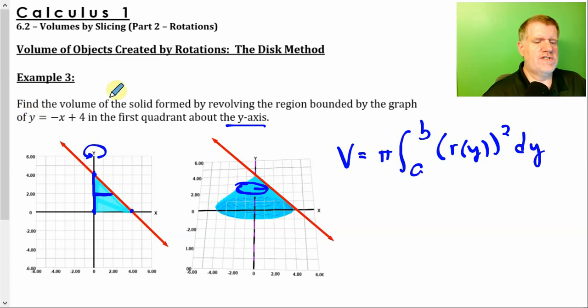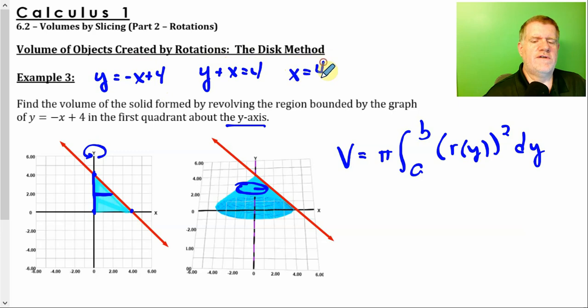Now this equation is solved for y. So that's not going to help me. I need to know what this is solved for x. So I'm going to solve it for x, and then subtract y from both sides. Okay. So all three of these are the exact same equation, just rewritten. But now this distance, which is an x distance, is given by the expression 4 minus y.